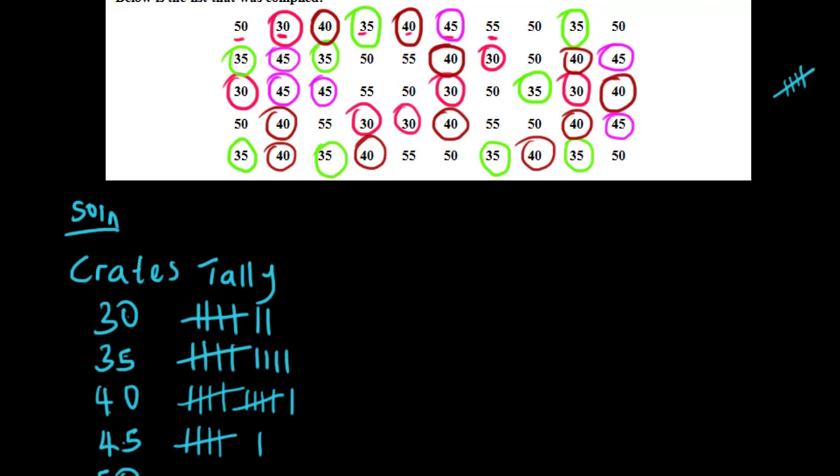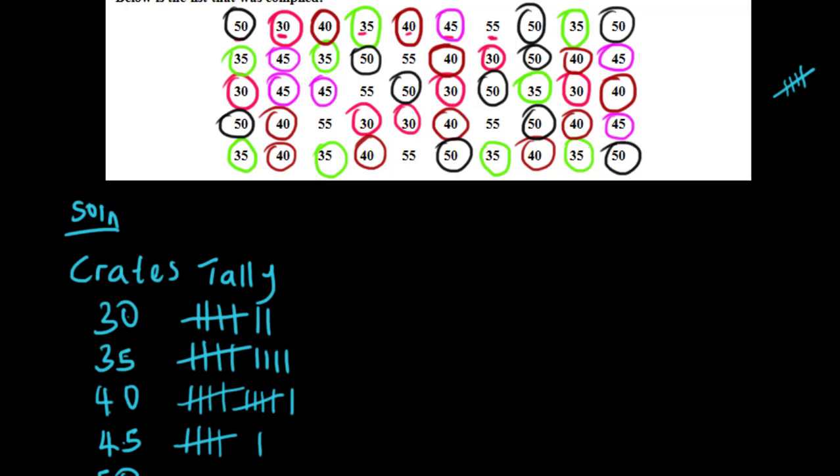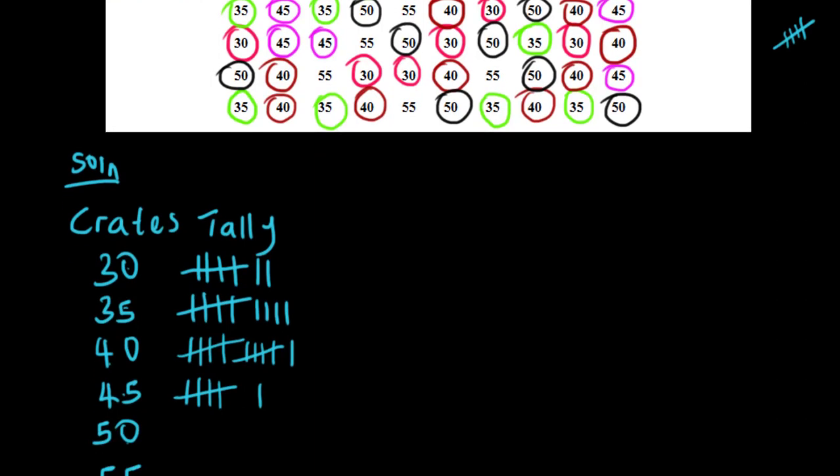Then we go for 50. We have 1, 2, 3, 4, 5, 6, 7, 8, 9, 10, 11. We have eleven 50s. So we represent it 1, 2, 3, 4, 5. 1, 2, 3, 4, 5, then 1.